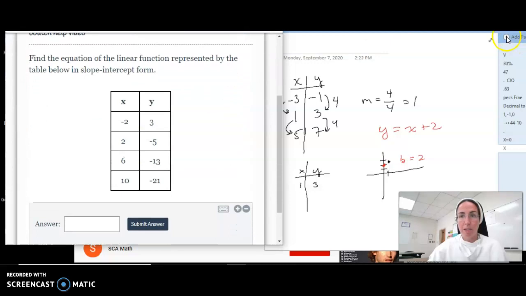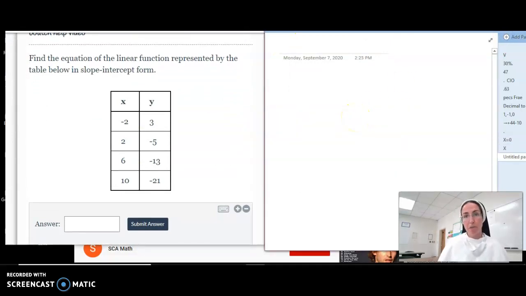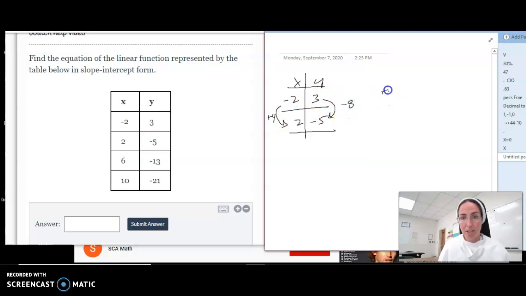Okay, this one's interesting because the pattern is not increasing, but it's actually decreasing. How do we know that? Well, as the x values are going up, y values are becoming negative. So we should expect this one has a negative slope. Okay, let's find it. All we need really are 2 points, and we're going to figure out the slope from these 2 points. So to go from -2 to 2 is a movement of +4. To go from 3 to -5 is a movement of -8. So my rise over run is -8 over 4, which is -2.